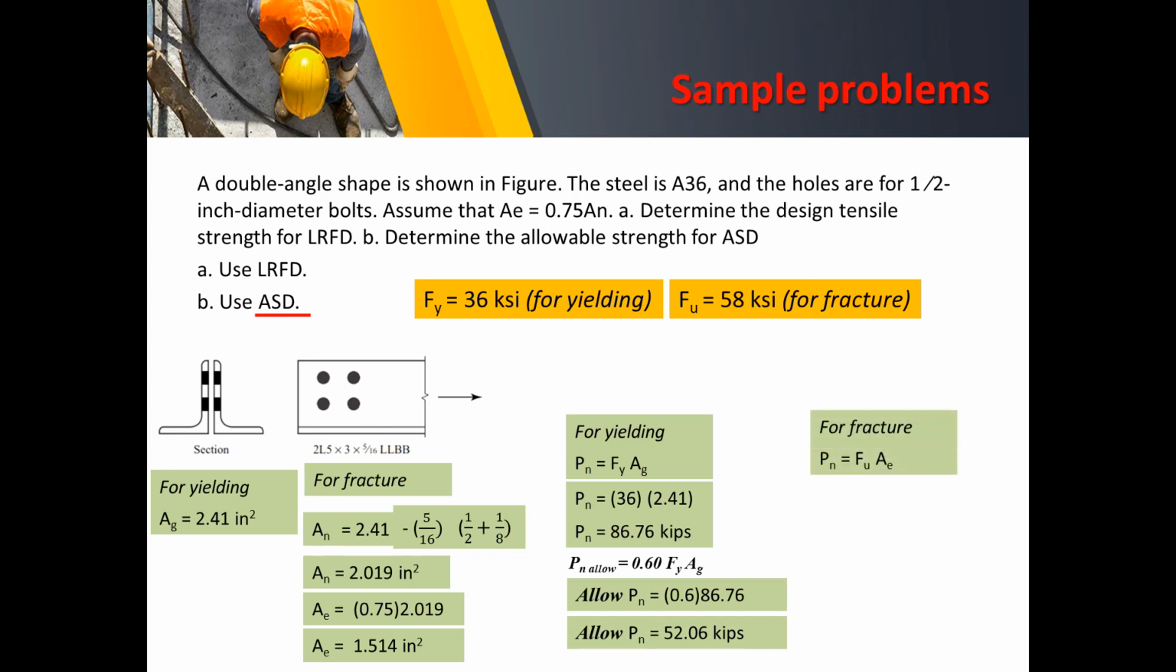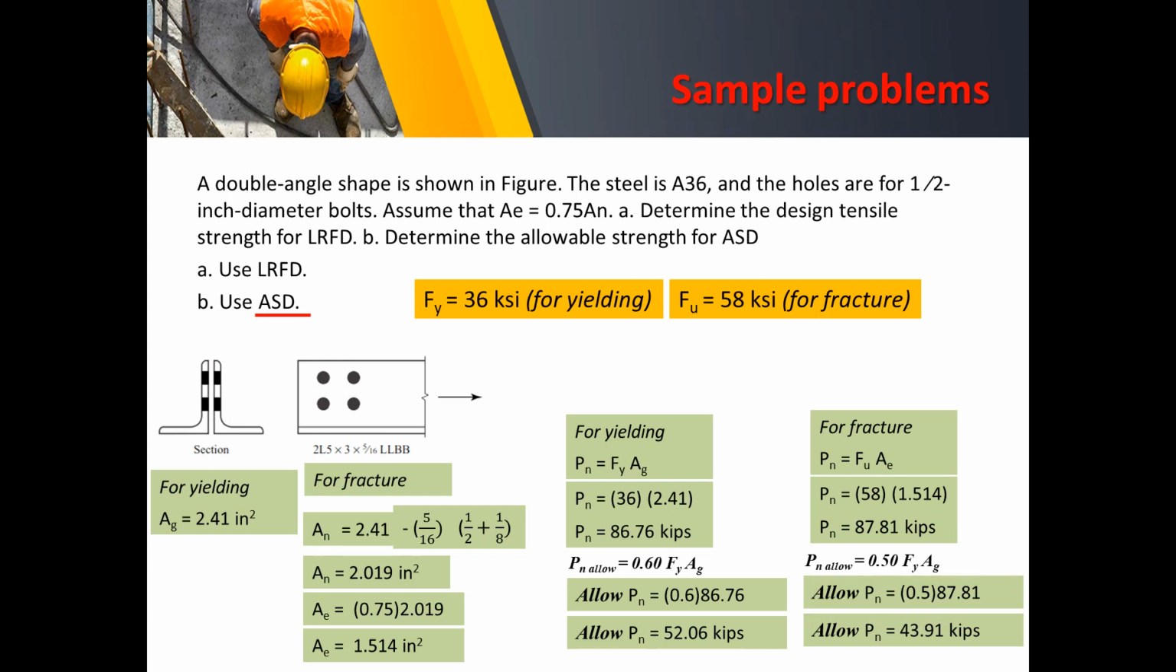While for fracture, we pair Fu to that of the AE, FuAe. Then Pn is equal to 58 times 1.514, the net area. We have the result 87.81 kips, and then we'll just have to multiply that by 0.5. So we come up with the allowable Pn 43.91 considering the fracture.